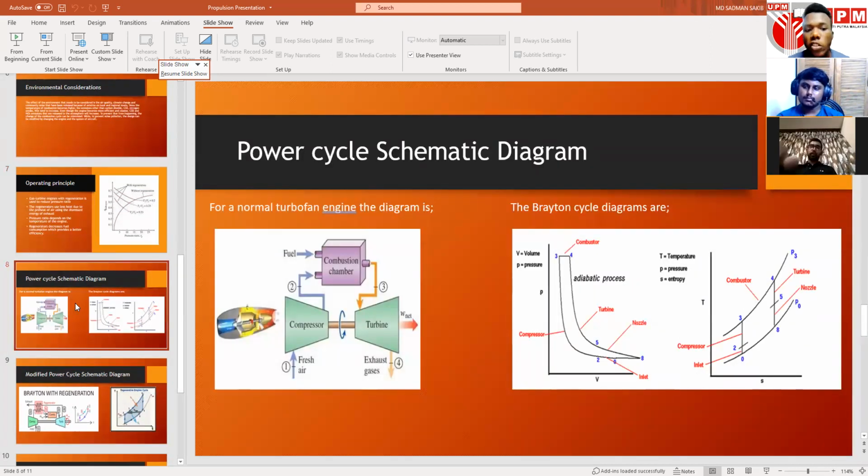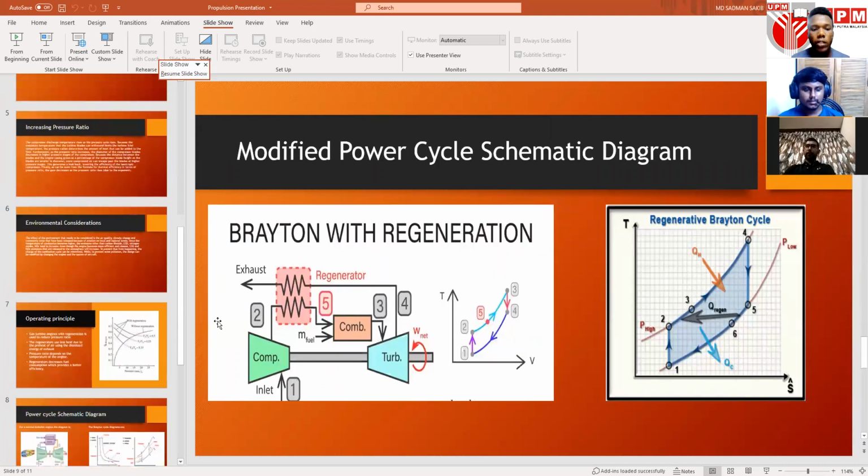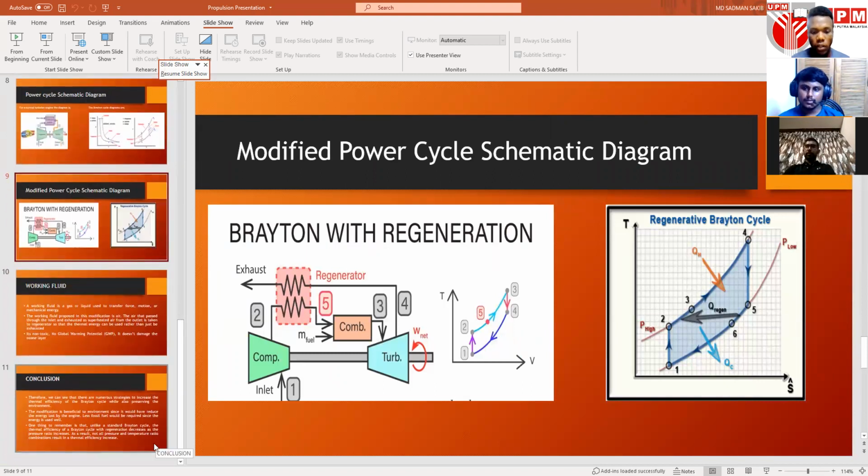To continue with the presentation, the power cycle schematic diagram is shown below. The normal turbofan engine diagram consists of a compressor, turbine, and combustion chamber. The Brayton cycle diagrams for PV and TS are shown. On the next slide, we can see the modified power cycle schematic diagram. Here, we can see the Brayton cycle with regeneration, which consists of the compressor, the turbine, and the regenerator. The regenerative Brayton cycle can be seen.